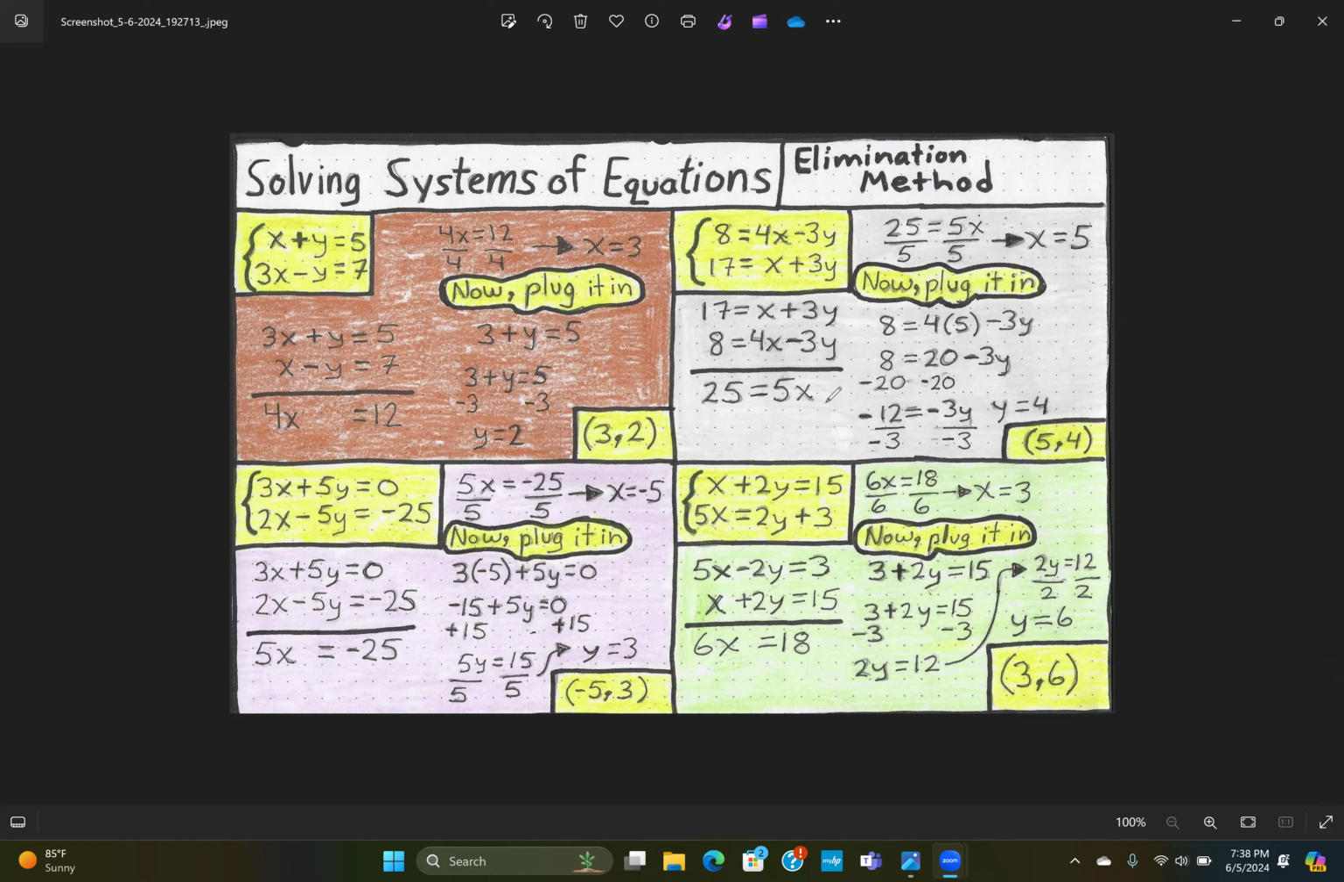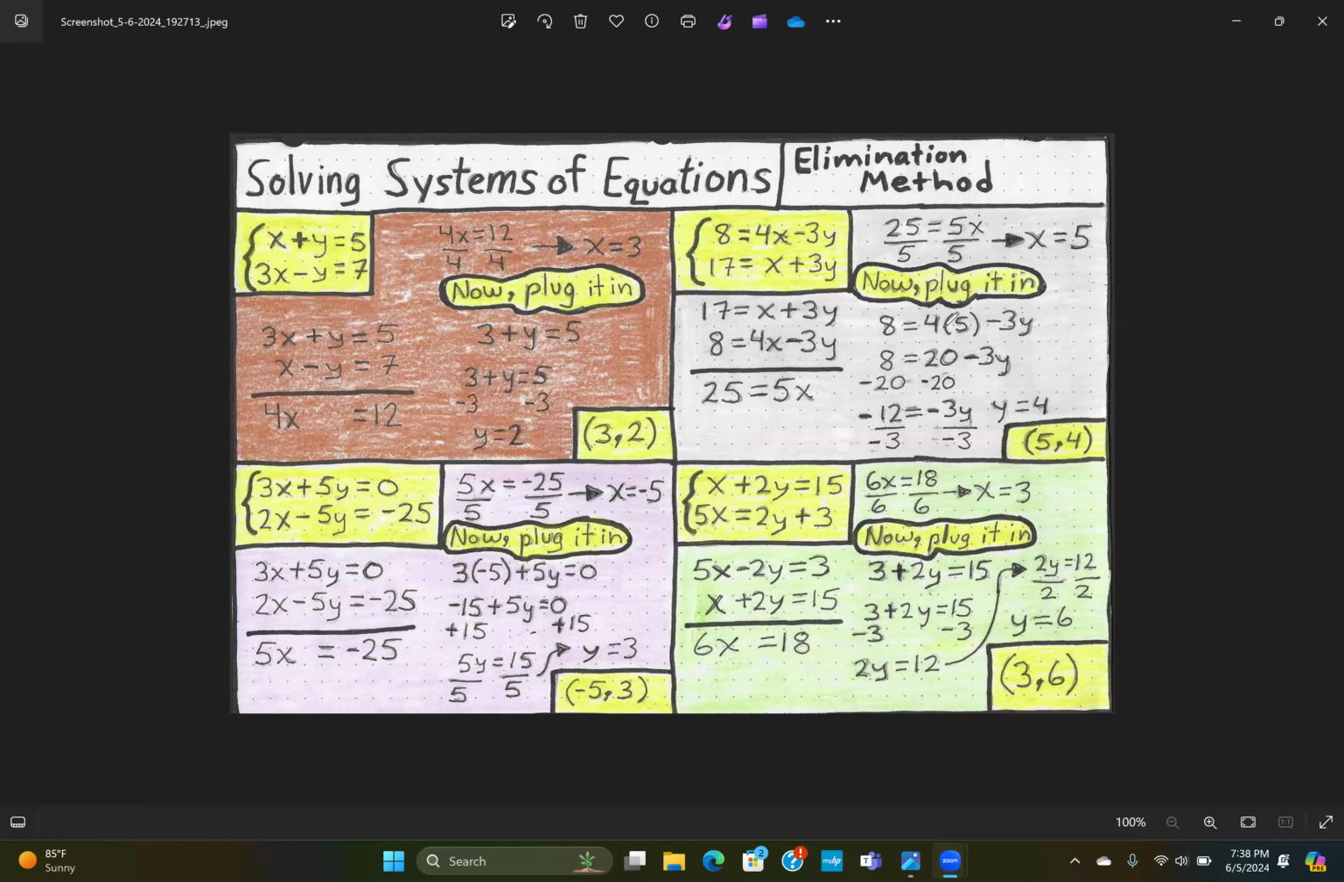And the question is, what number times 5 will give me 25? Okay, we could divide both numbers by 5 to find that out, or you could just figure it out by using your multiplication tables, right? And so we find that x is equal to 5, and we're going to plug that 5 into the easiest equation wherever we see an x. And so I'm going to pick 8 is equal to 4x minus 3y. And so here's what we have right here.